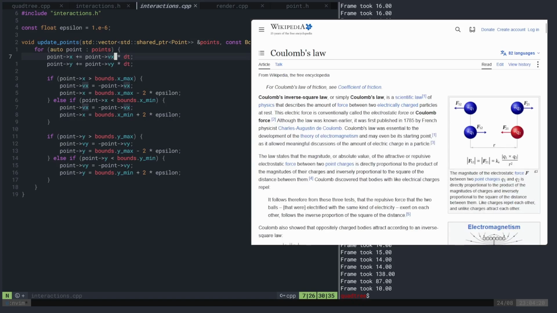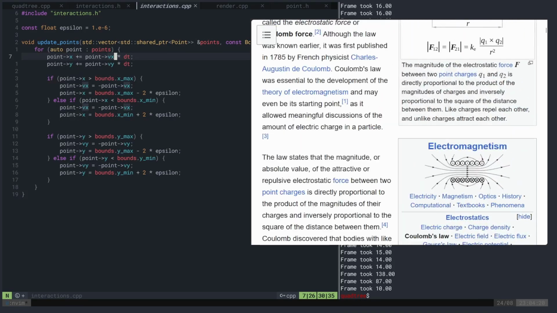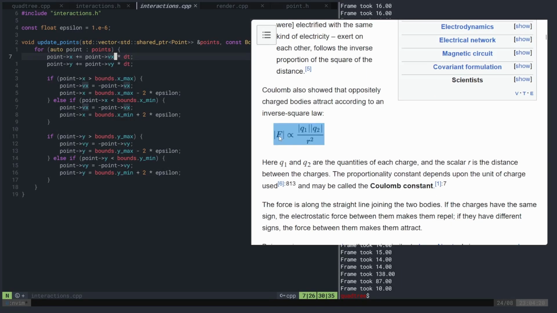So this is known as Coulomb's law, or the Coulomb force, and the force is essentially proportional to the two charges divided by, and inversely proportional to, the square of the distance between them. So this is called an inverse square law, because it goes as the square of the distance, or the inverse of the square of the distance.